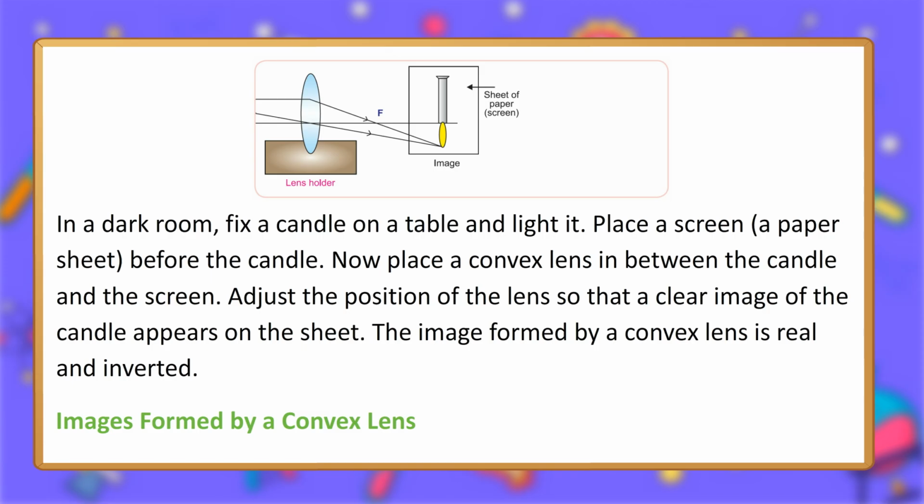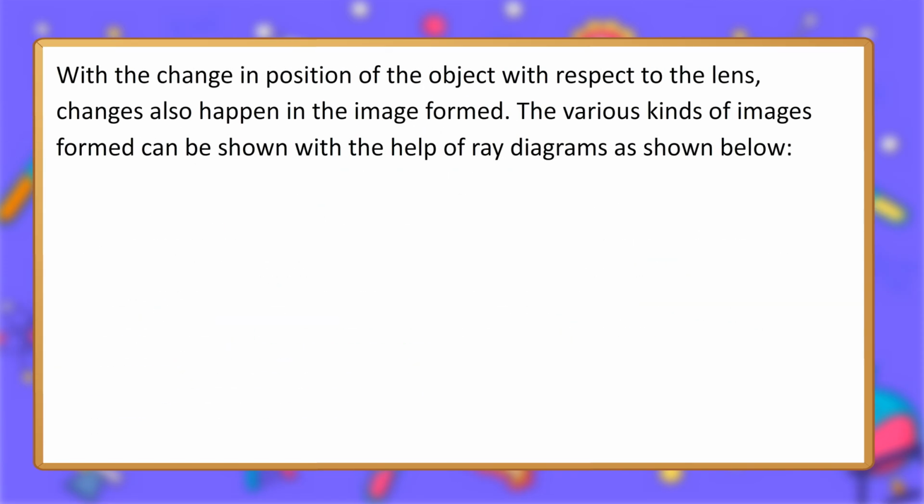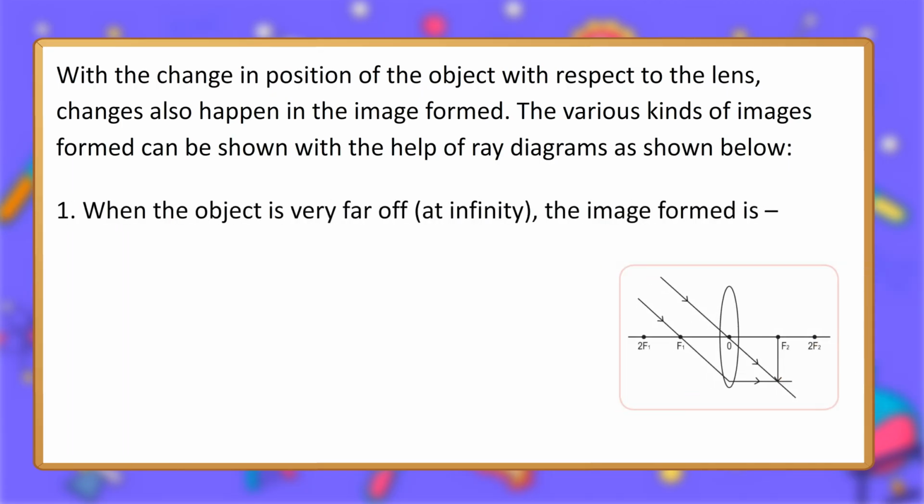With the change in position of the object with respect to the lens, changes also happen in the image formed by a convex lens. The various kinds of images formed can be shown with the help of ray diagrams as shown below.